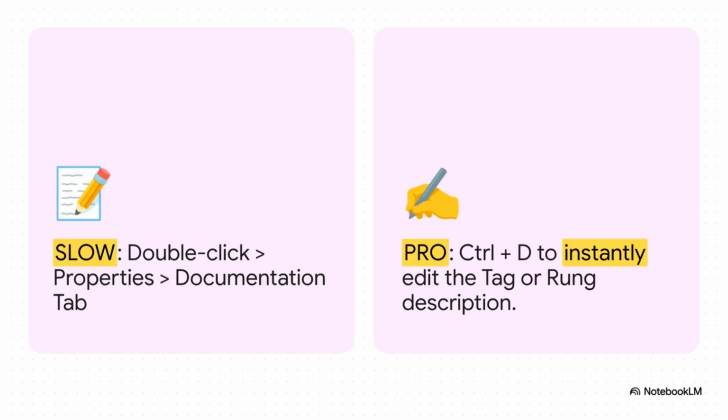Good code is well-commented code, but let's be real, it can be a total chore. So instead of that super tedious click path, double-click the rung, go to Properties, find the Documentation tab, just forget all that. Highlight the rung or the tag, hit Control+D, and you're immediately in the description field. It makes keeping your code clean and understandable so much faster.